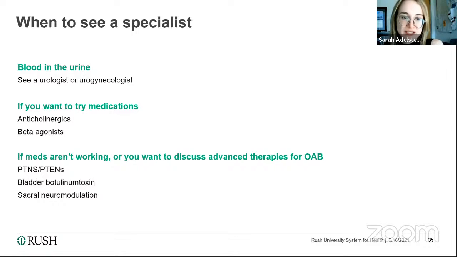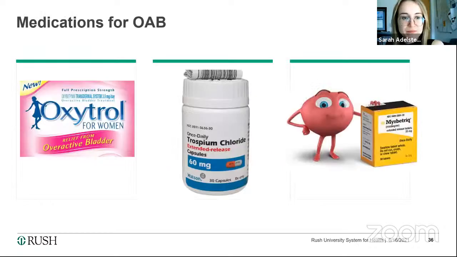When should you see a specialist? If there is blood in your urine, right? If you see red blood in your urine, you need to see a physician, okay? And specifically a urologist. If you want to try a medication, if you tried all these strategies I gave you and you're still having a problem, that is a good reason to come and see a urologist or a urogynecologist, all right? Or if you've been on medication for years and it's really not doing much for you and you want to talk about advanced therapies, that is also a reason to come in.